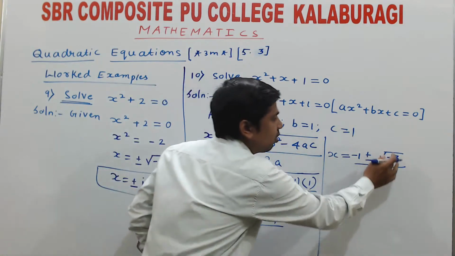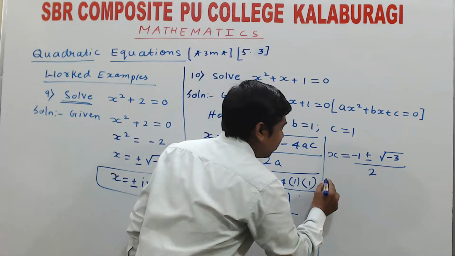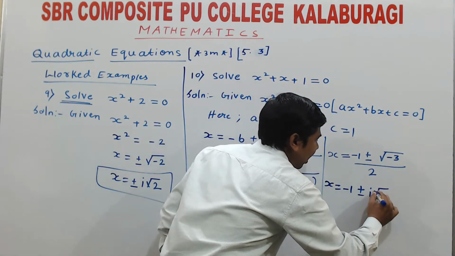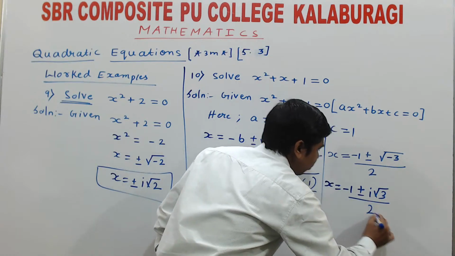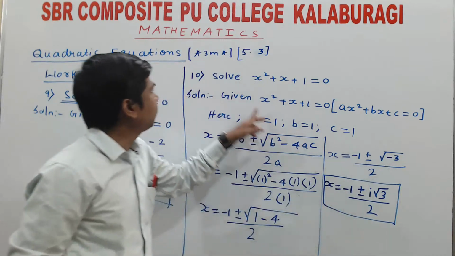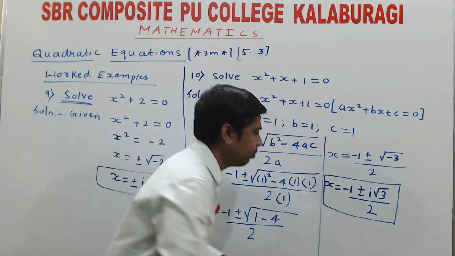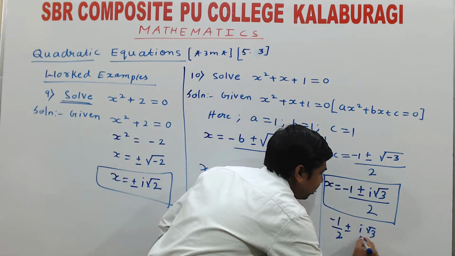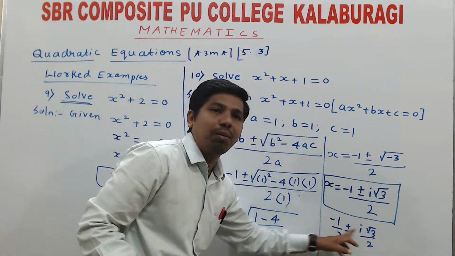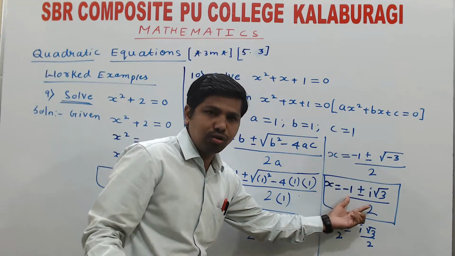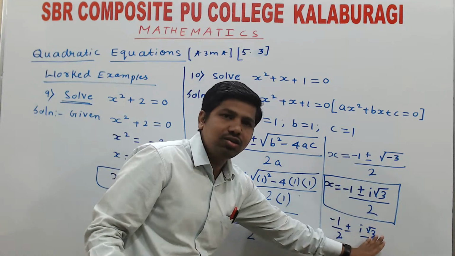That is root of minus 3 is an imaginary. So x equal to minus 1 plus or minus i root 3 divided by 2. So these are the two solutions to satisfy this equation. If you write in the form of minus 1 by 2 plus or minus i root 3 by 2, which leads to a complex number, but no need to express in the form of a plus ib. Just you have to find the solution, right? So this is real and this is imaginary.